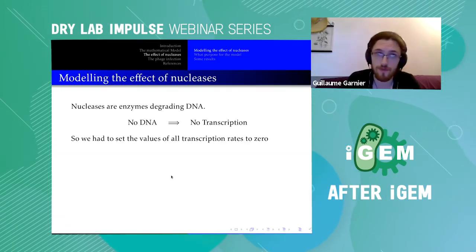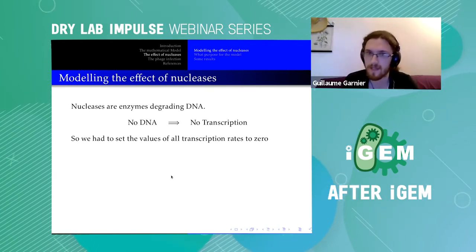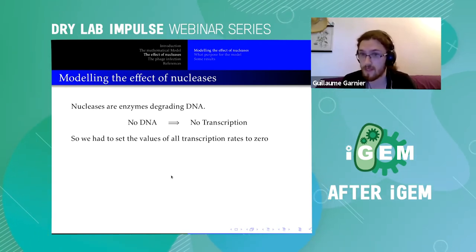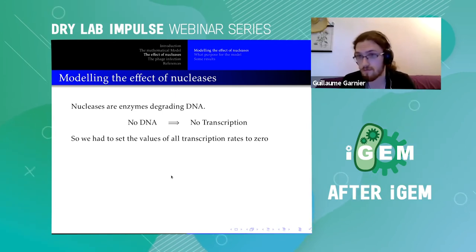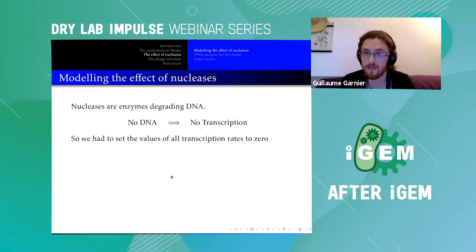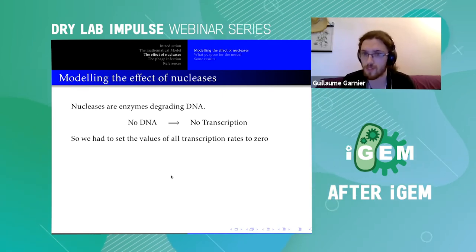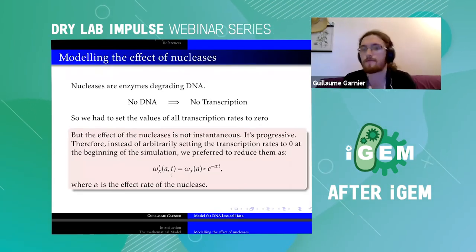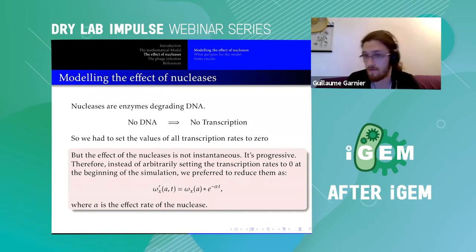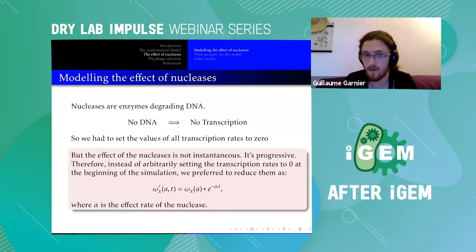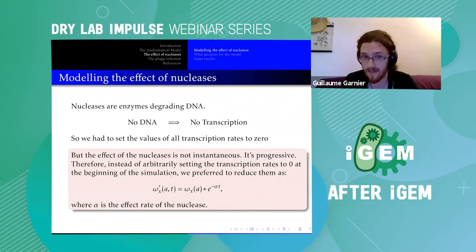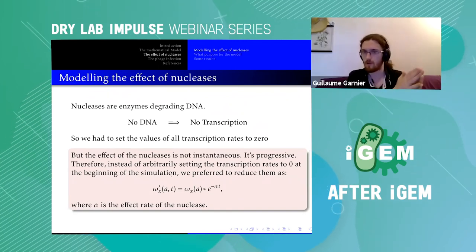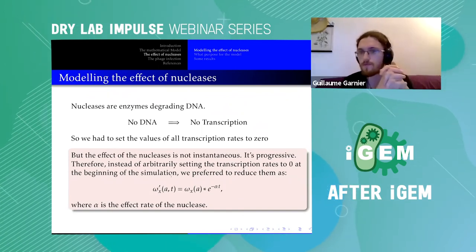For that, my team used some nuclease to degrade the DNA inside the cell. From the mathematical point of view, no DNA just means there are no transcriptions. So the main idea is to set the value of all transcription rates to zero. But we have to be careful. Why? Because in fact, the effect of the nuclease is not instantaneous. In fact, it's progressive. So we can't just say, okay, now the transcription rate will be zero. We have to do something else.